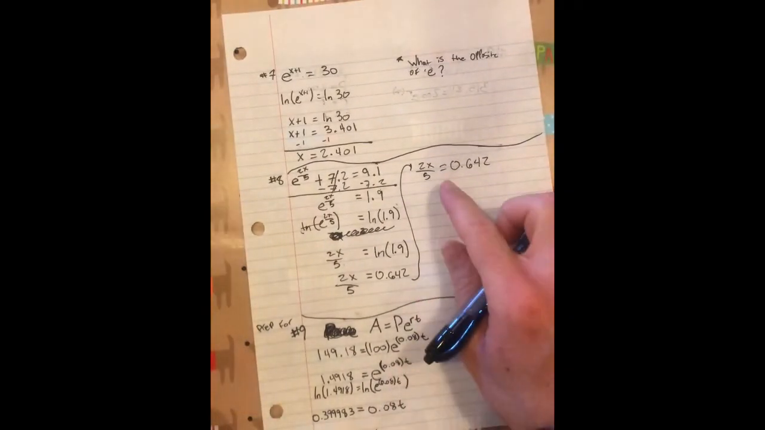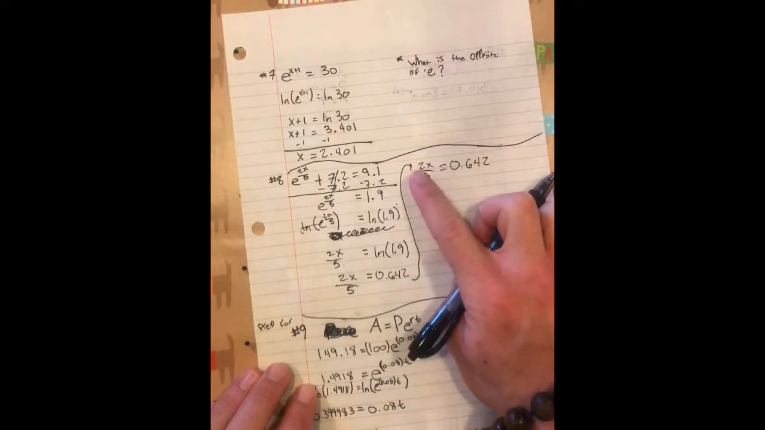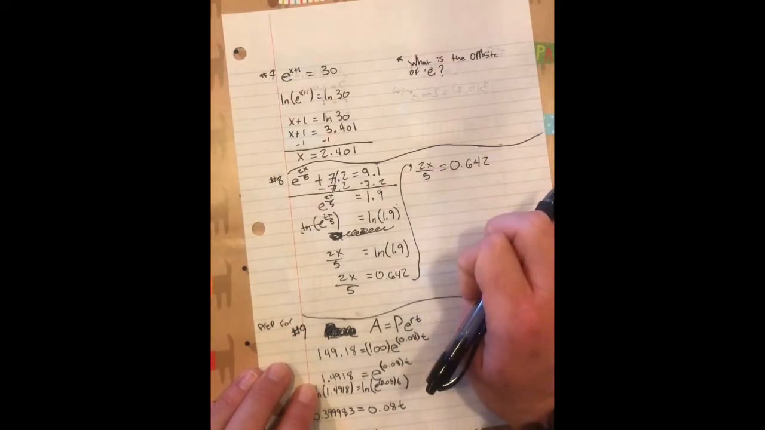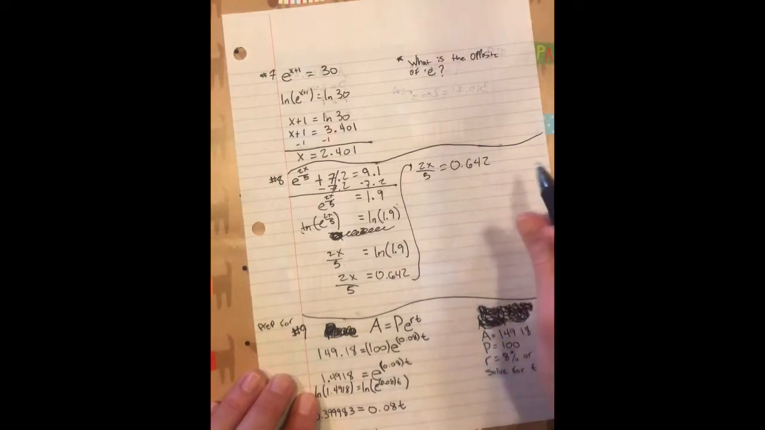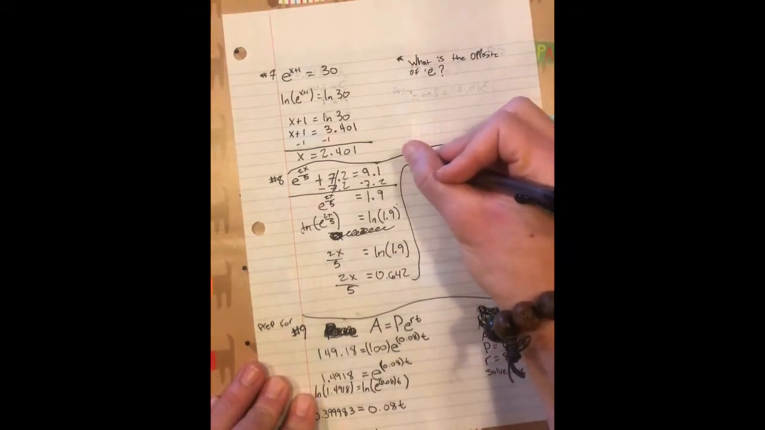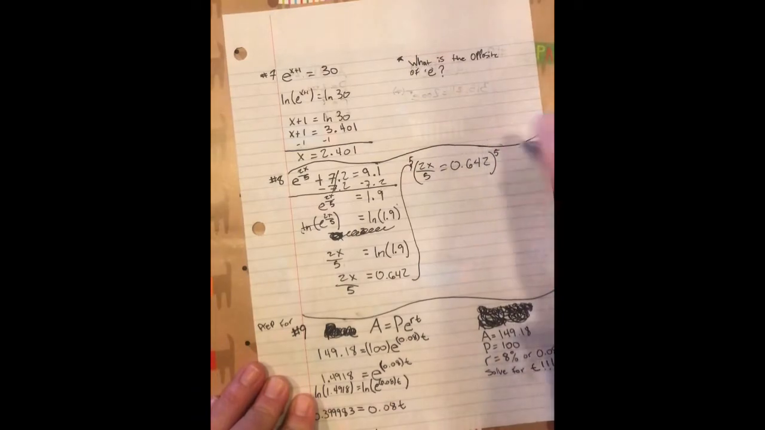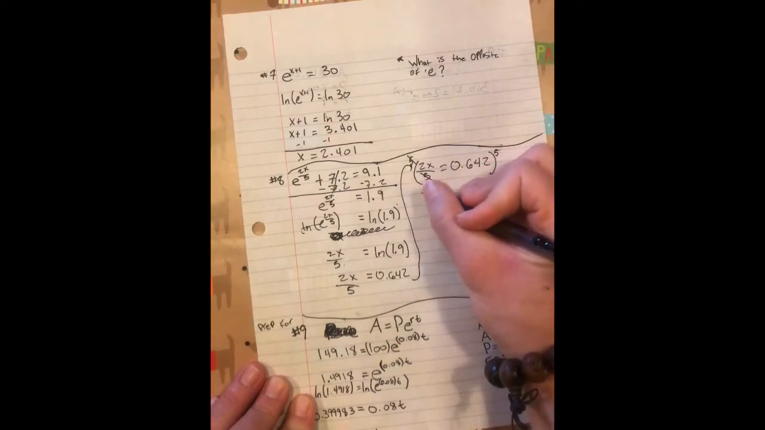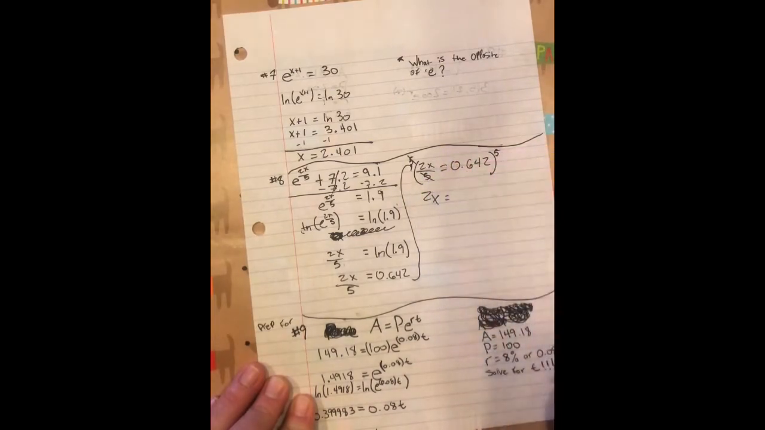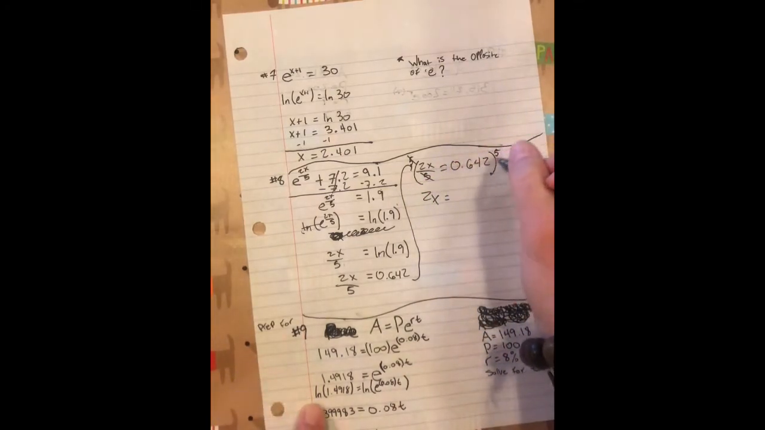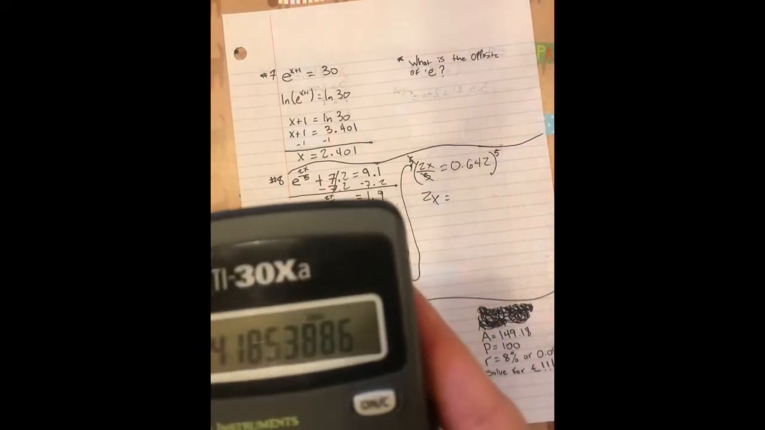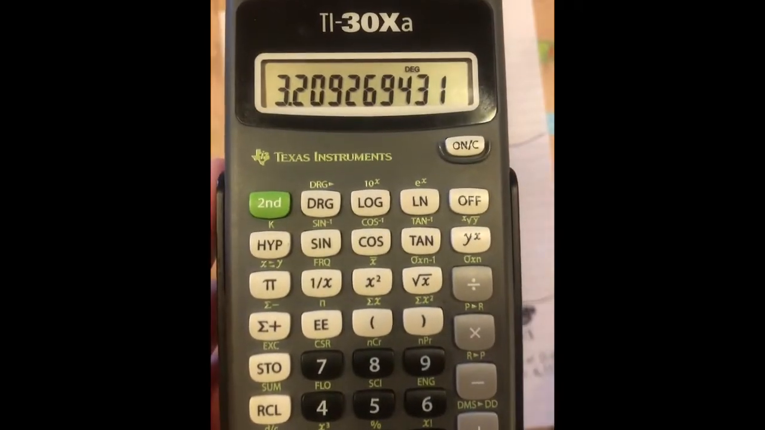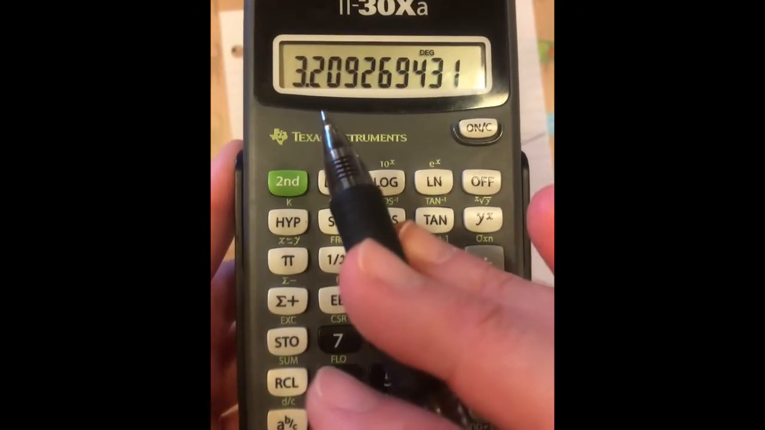All right, what's stopping x from being by itself? This 2 and this 5. What's this 5 doing to x? Dividing. So how do we get rid of it? Multiply. So if I want to get rid of it, I'm going to multiply both sides by 5. This will cancel this, and I'm left with 2x equals this times 5. So this times 5 gives us 3.21.